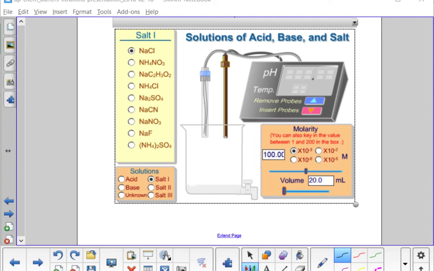All right, so one of the things we're going to do through the next several slides is walk through what happens during a titration and the major points of a titration and how we calculate the pH at each one of those points in the titration.